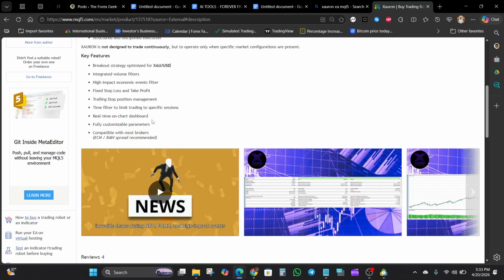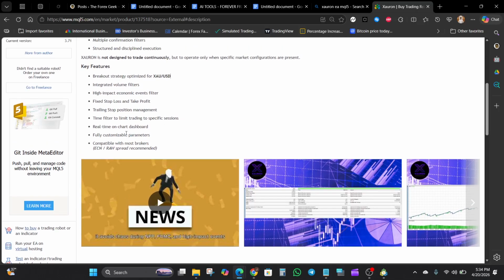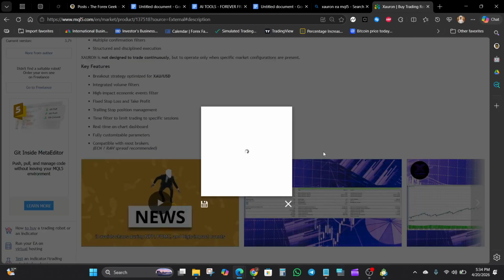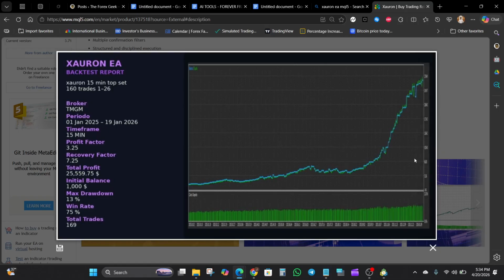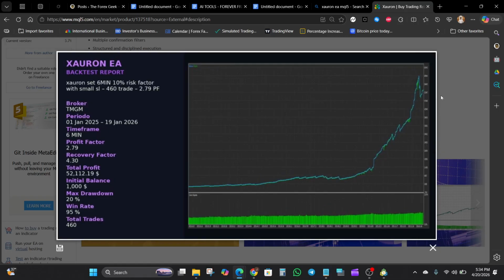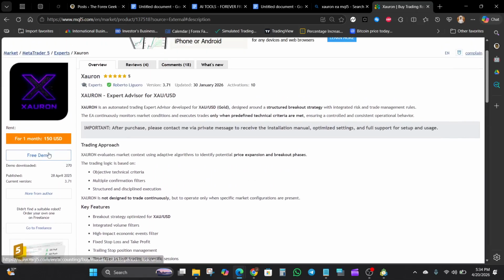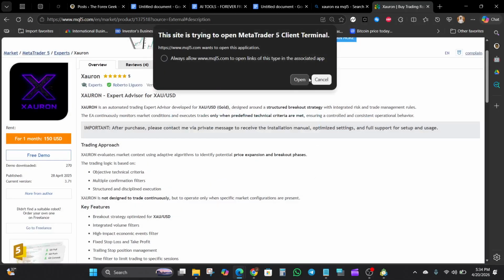But before we head over to our strategy tester, we can also see that the EA has a real-time on-chart dashboard and a fully customizable set of parameters, and it is compatible with most brokers. So we are expecting to see these things mentioned here. When we head over to our strategy tester, we expect to see the dashboard and these features. These are some of the images available here, with backtesting results, but we are going to do our own backtesting. These are just some of the results being posted on the MQL5 marketplace. Let's head over to our strategy tester right away.